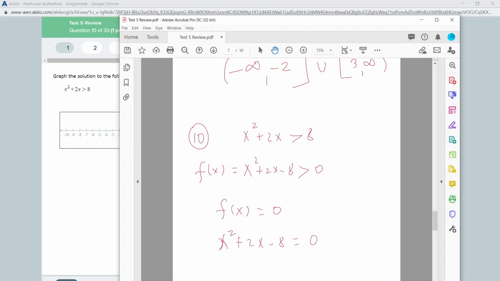If you try to solve this, so what is that? Positive 4 and negative 2.